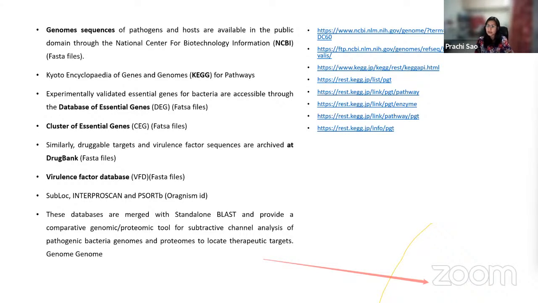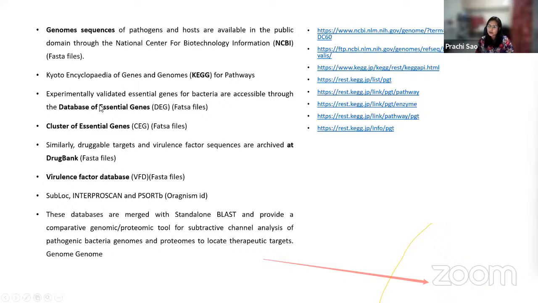Third, it is not very difficult coding when it comes to standalone BLAST. There are already very good setups, and there are one-line commands. So that is very easy. Maybe we can discuss that at some other time. Then there is DrugBank. DrugBank is again a database, and there we can just input our FASTA files and get the output. Then there is a database called cluster of essential genes.